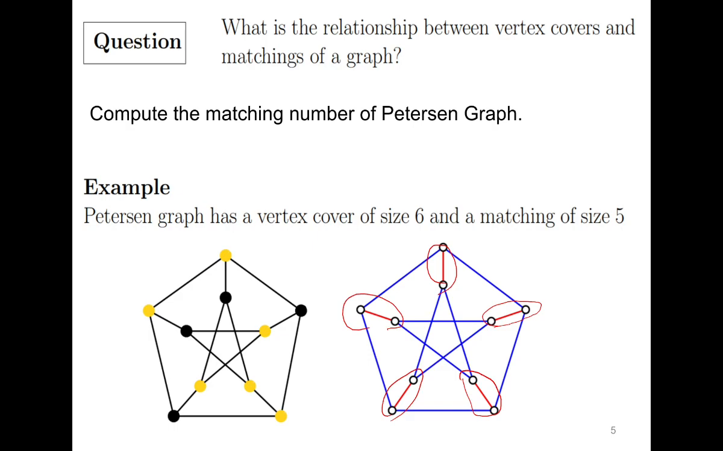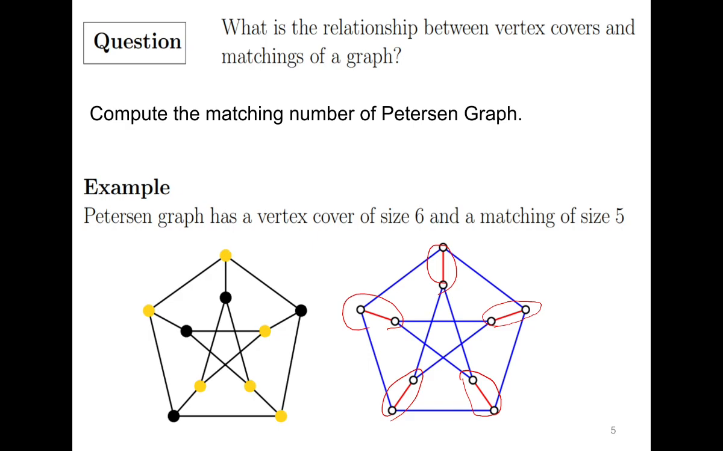So from this example, one observation is that the matching number is less than or equal to the vertex covering number. But is it true always? Or you can put the question like this: does there exist a graph where the matching number is greater than the vertex covering number? Or if not, then why is it not possible?